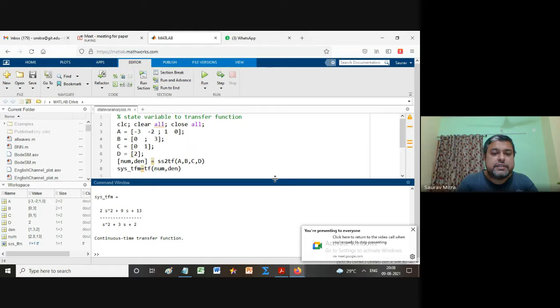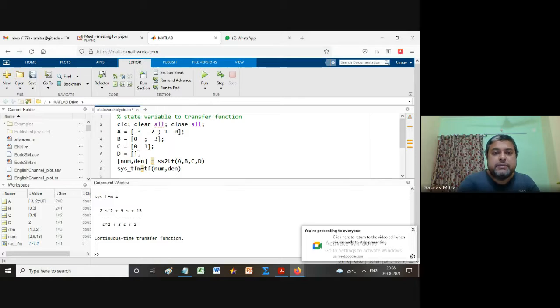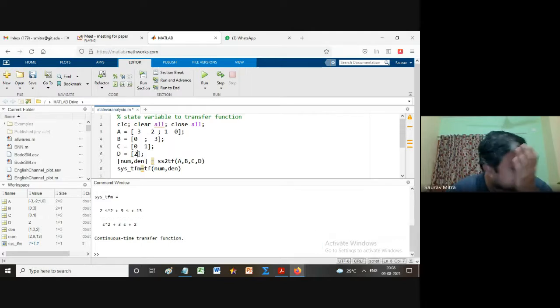Okay, so this is the first thing you have to do. Now the second thing you have to do is make the D matrix equal to 0. Can you tell me what is the type of this transfer function? There are three types of transfer function: one is called proper, one is called strictly proper, and one is called improper. Can you tell me what kind of transfer function this is?